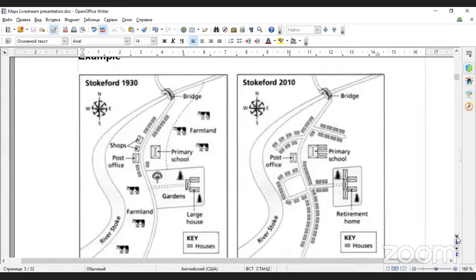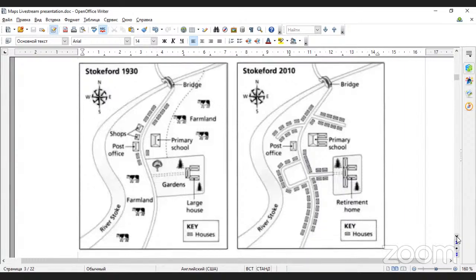And here are two maps for you. These two maps show the city of Stokeford in two years, in 1930 and 2010. So I'll give you, let's say, two or three minutes. Again, there will be a delay. So when you finish writing, I'll be probably somewhere else, but I will stop anyway, and I will give you my feedback on your writing. If you're watching the recording, you can also write this in the comments. Please try to write an overview of these two maps.